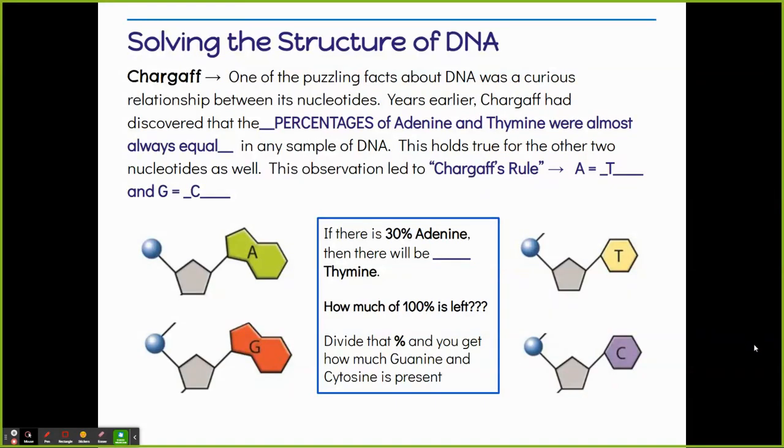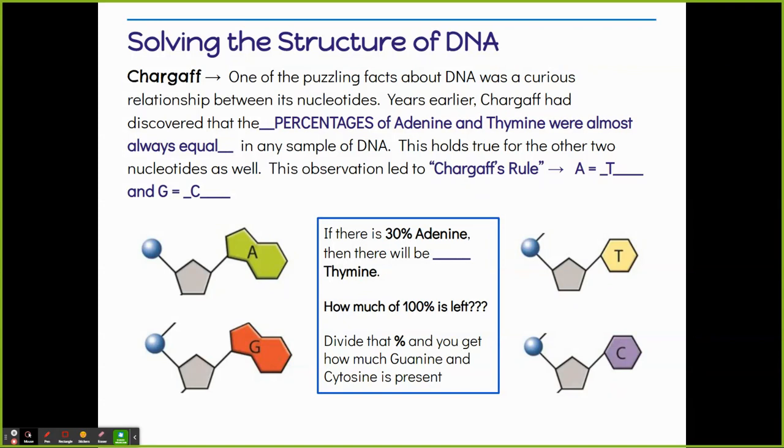All right, so when we're looking at solving the structure of DNA, ladies and gentlemen, we are just going to stop with Chargaff today. There's no need to go any further. One of the puzzling facts about DNA, what was curious, is the relationship between the nucleotides. Chargaff discovered that the percentages of adenine and thymine were always equal in any sample of DNA.